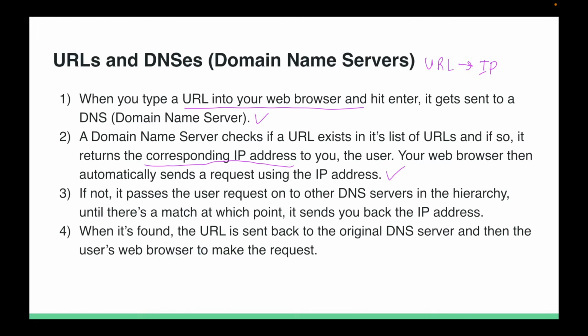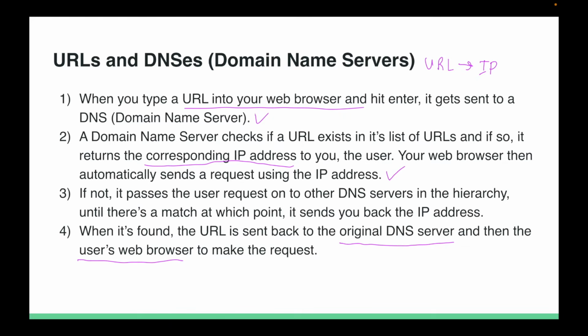If not, it passes your request, your URL, along to other DNS servers that it is connected to in a hierarchy. And it keeps bouncing them between DNS servers until you get a match from that URL to an IP address, at which point the IP address is sent back to the first DNS server you tried to access.